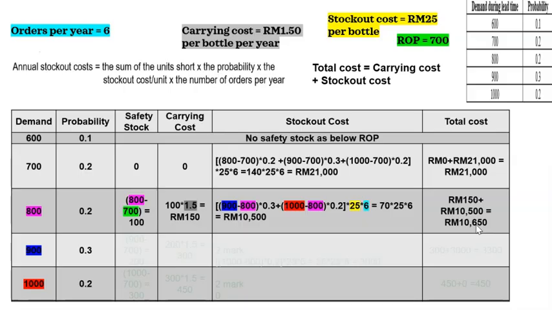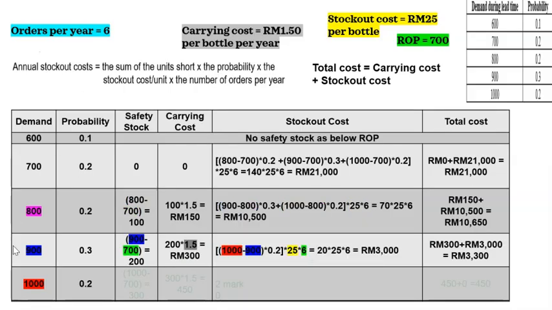Let's do for the 900 demand. So the safety stock, we will have 900 minus the ROP 700, so we have 200. Calculate the carrying cost, so 200 times 150 is 300 ringgit. Then we calculate for the stock out, which is 1000 minus 900 times 0.2. Then we times with 25 stock out cost, and 6 orders per year, so we get 3000. Sum the carrying cost plus the stock out cost, so we get 3300.